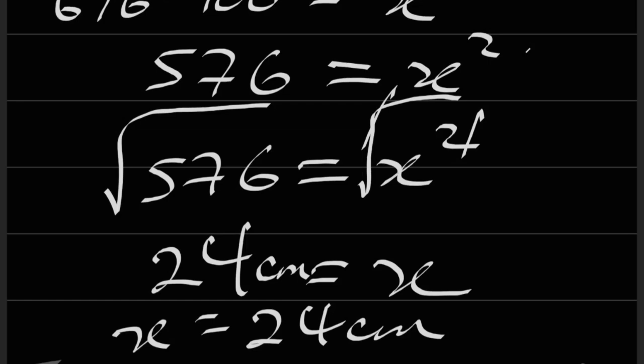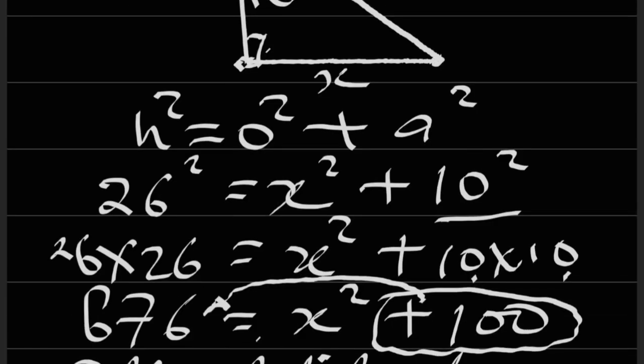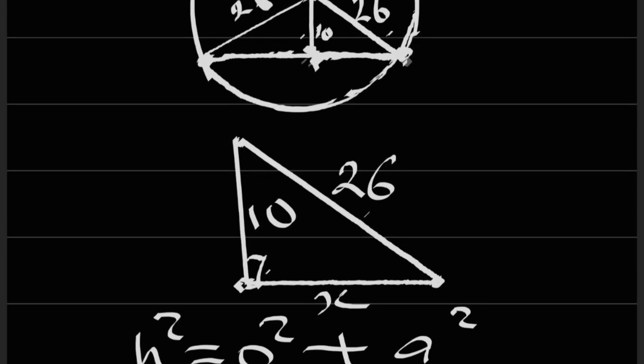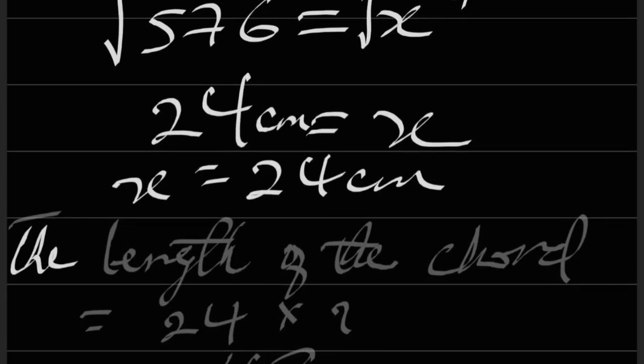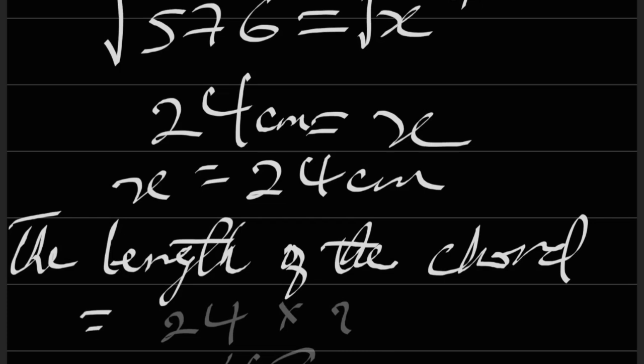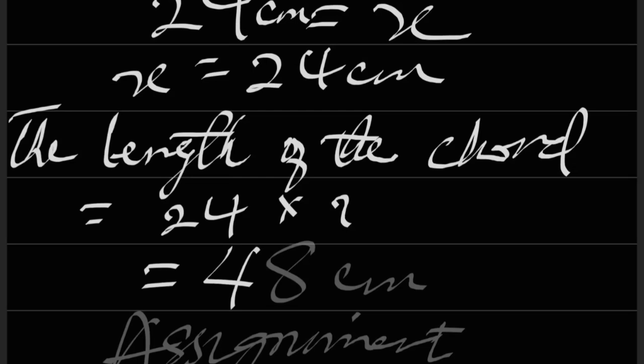This is just half. This is half of the chord. What we just finished calculating from here to here is half of the chord. So the complete chord is twice of what we have just calculated. So the length of the chord is now 24 times 2. That will be 48 centimeters.